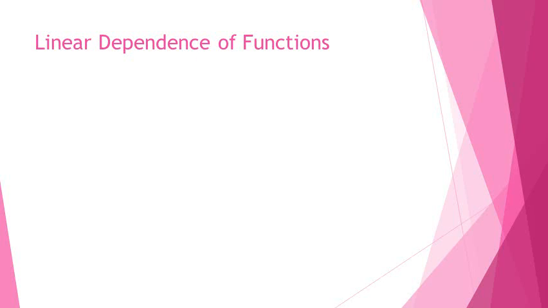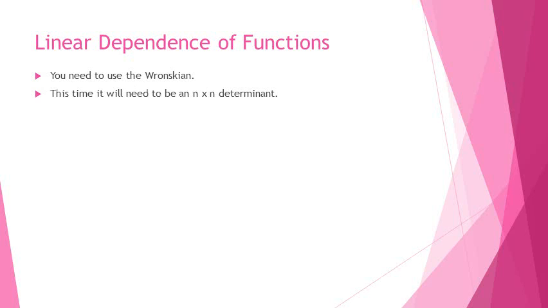All right, so now that we want to solve this nth order differential equation, we're going to have n solutions, and we need to determine if they're linearly dependent or linearly independent functions. To do that, we're going to do the Wronskian again. The difference is, instead of being a 2 by 2, we're going to have an n by n determinant, since we have n solutions. And then I'll show you how to do an example here.